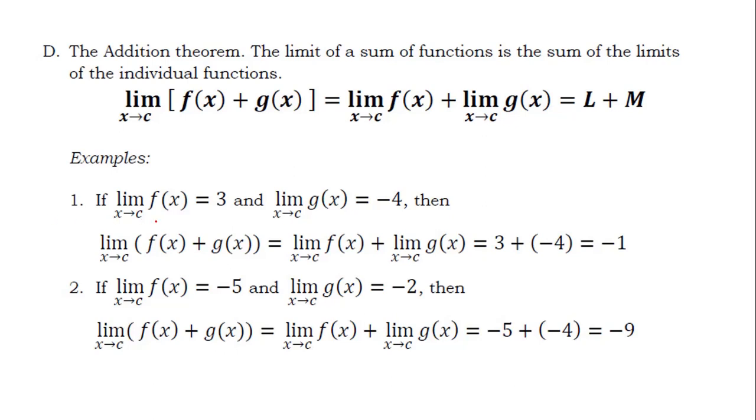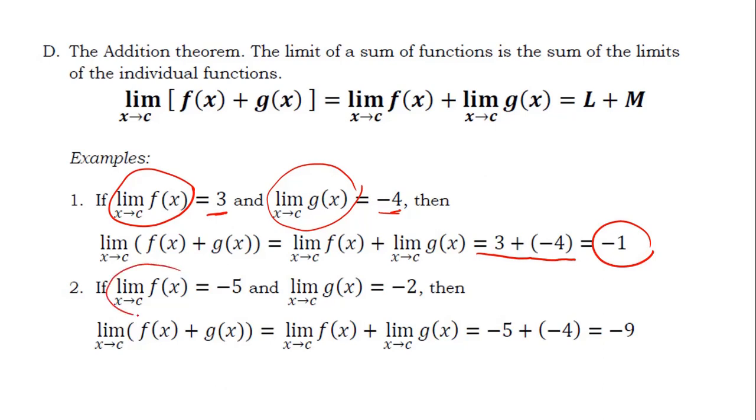Okay? Example, if the limit of one function is 3, okay, they already gave the answer, and the limit of the other function is negative 4, so you just simply add. We have 3 plus negative 4 is equal to negative 1. Another example, the limit of f of x is negative 5, and then the limit of g of x is negative 2, then we will add. So, just simply add negative 5 plus negative 4 equals negative 9.